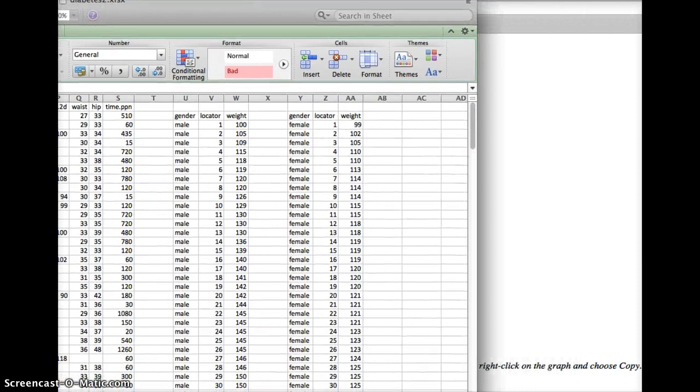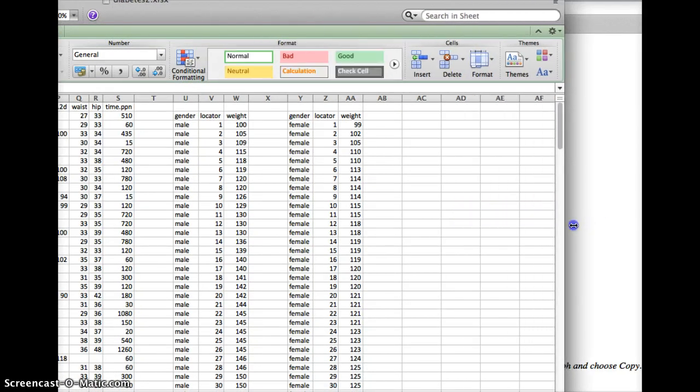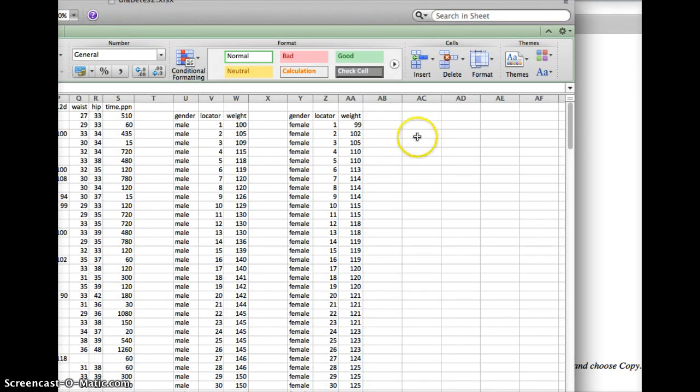So let's have some room to work with those. Let's go ahead and do that. We're going to have min, Q1, median, Q3, and the maximum. And we're going to need that 5-number summary both for men and for women.